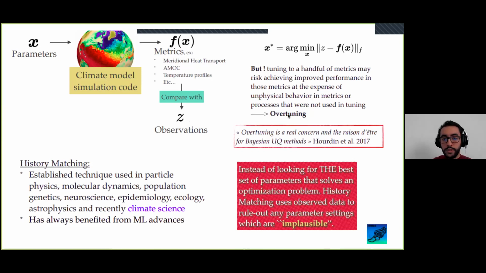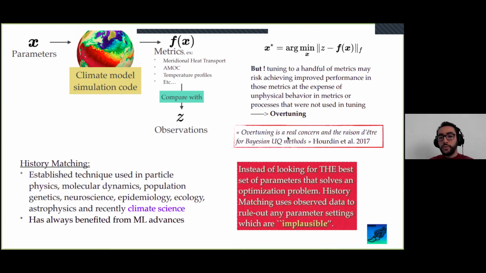Why? And this is what they call in the paper that I showed you in the last slide, overtuning, because actually you will be very, very tied to the metrics you used for your optimization. So for example, if there were some processes that you did not use in tuning, your point may be very bad for these other metrics. This is nicely said in the paper.